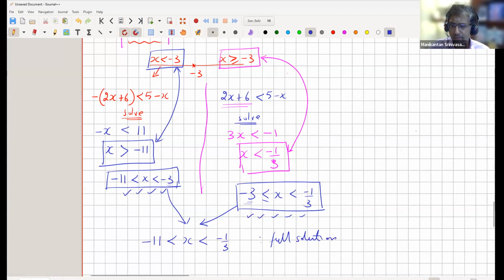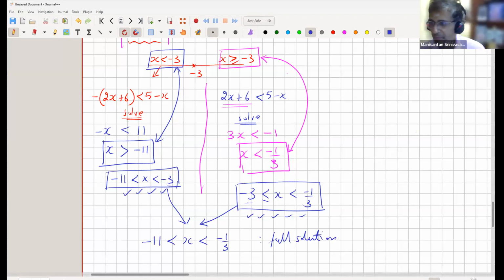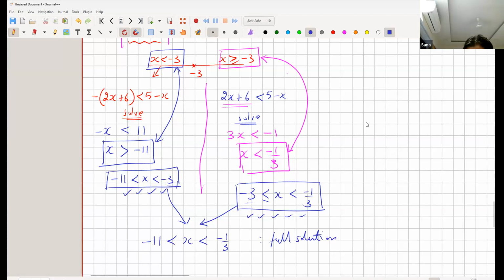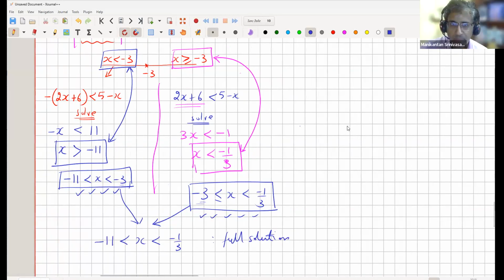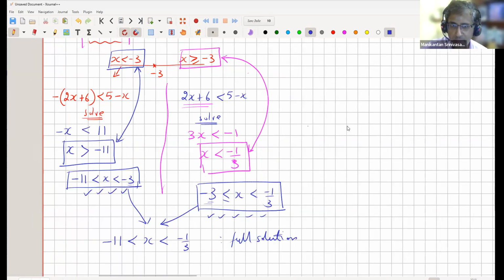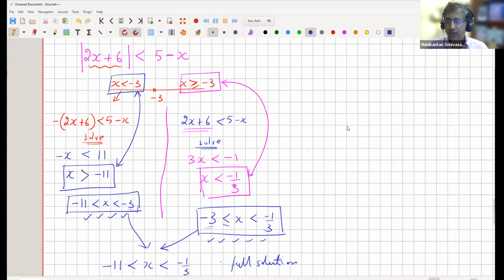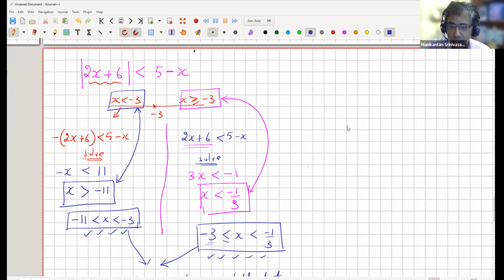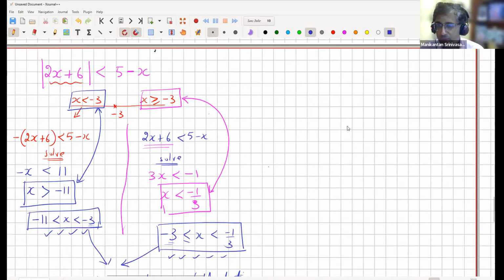Does it make sense? Apurva, you're with me completely on this? Sana, you're good? Cool. So that's how we approach absolute value problems when you have a mix of absolute value and non-absolute value terms. And if you have absolute values on both sides, then it's slightly easier.